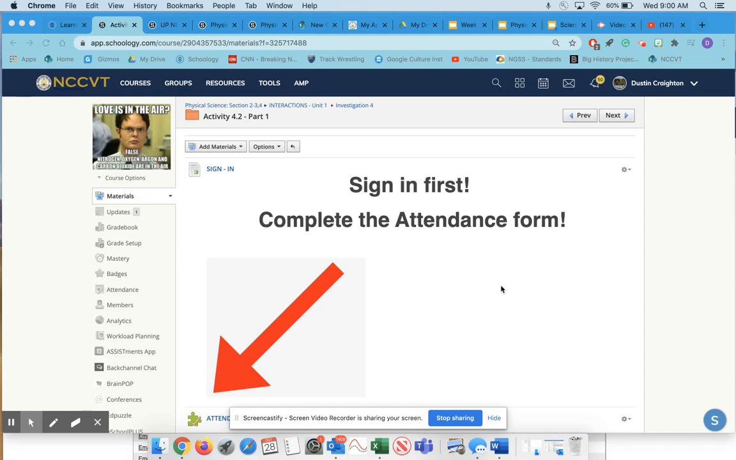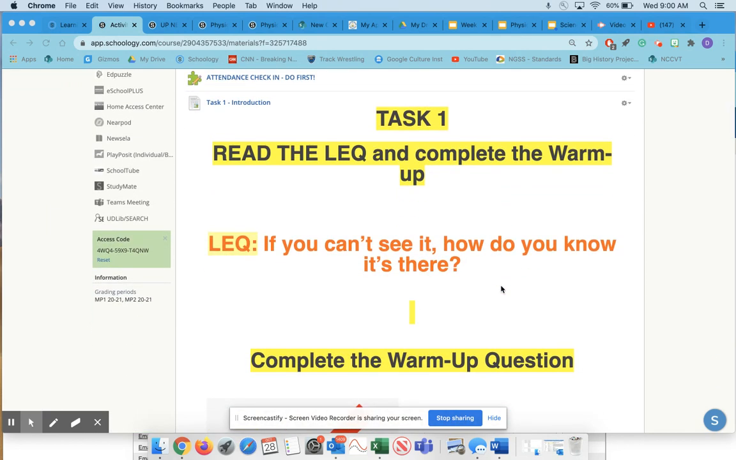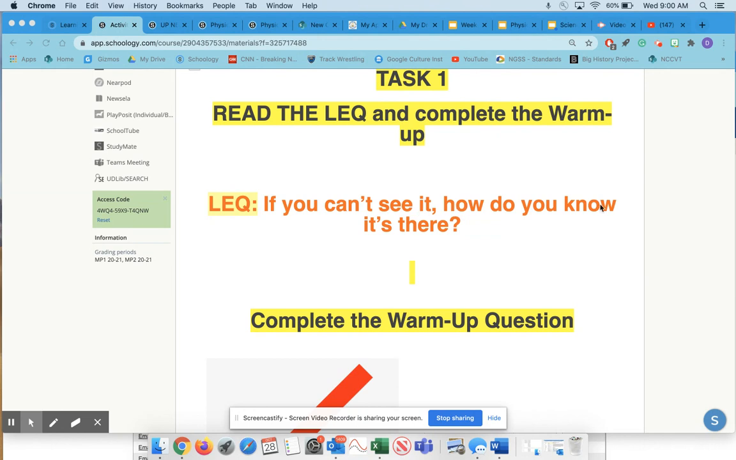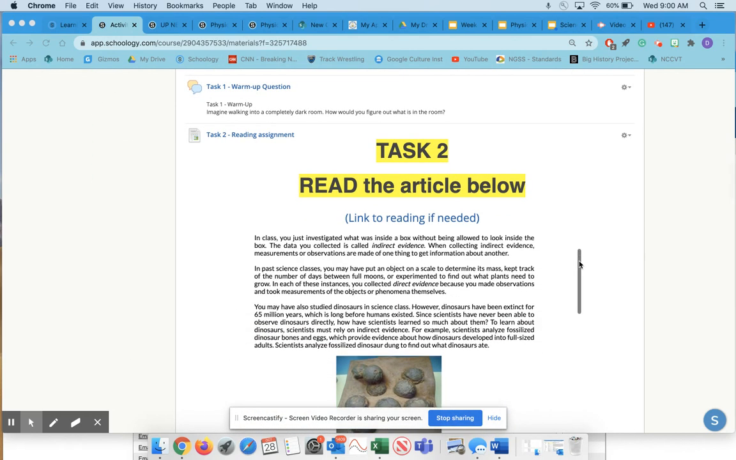All right, guys, we're going to do a quick overview of activity 4.2 part 1. Today's task is to read the LEQ: if you can't see it, how do you know it's there? We're going to be studying parts of the atom that we really can't see. The reading in this particular activity is extremely important.